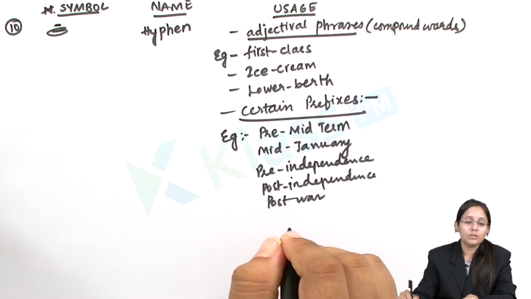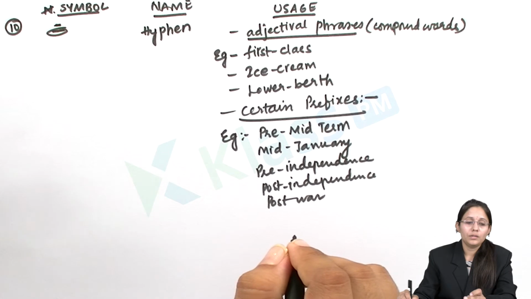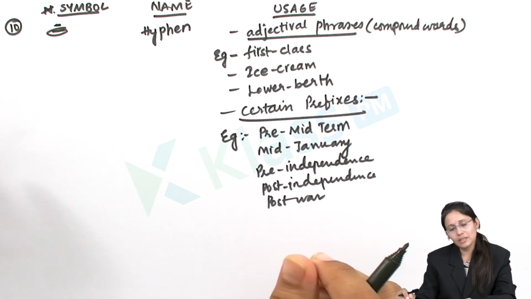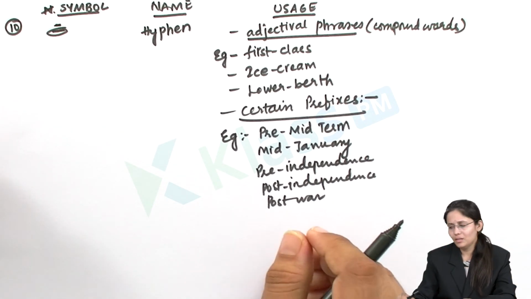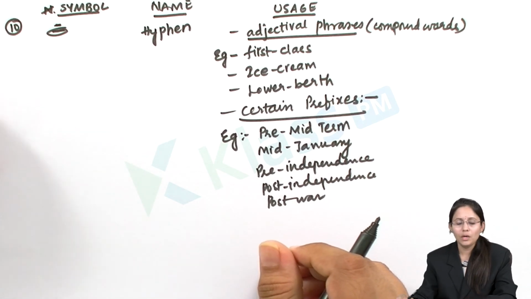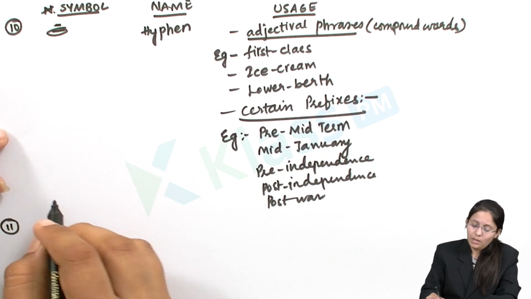And then we also use it before certain numbers. As I told you, the use of n dash, in the same manner this hyphen can also be used to separate the numbers. So already I have mentioned it in n dash, so it is not required to mention it over here. Okay, let us see the next one, that is the 11th one.